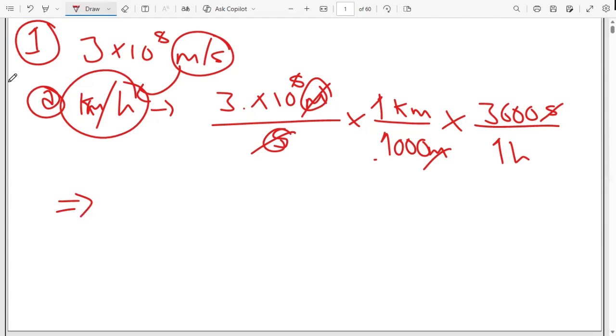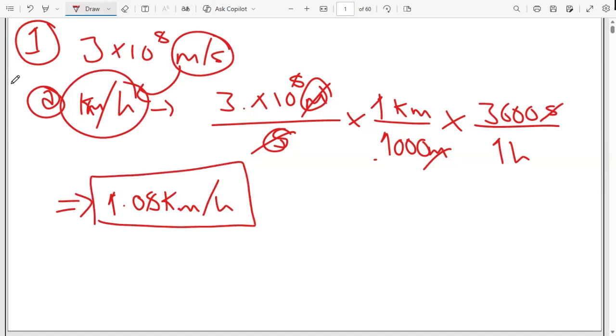exactly 1.08 kilometers per hour. So 3 times 10 to the power 8 meters per second is equivalent to 1.08 kilometers per hour in this unit of measurement. And that is all on question 1A.